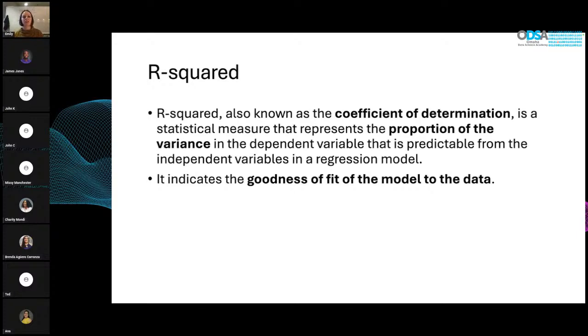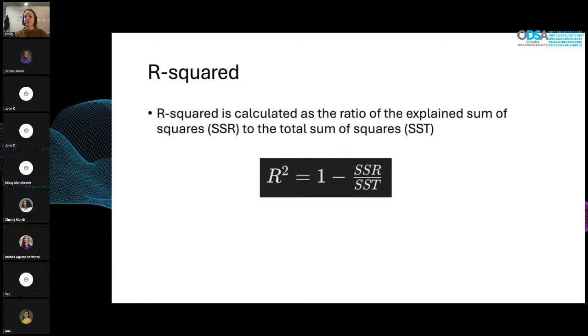Coefficient of determination. It's a statistical measure that represents the proportion of variance in the dependent variable that is predictable from the independent variable in a regression model. So you'll hear this referred to as the goodness of fit. How good of a fit is your model to the data? Let's look at how it's measured.